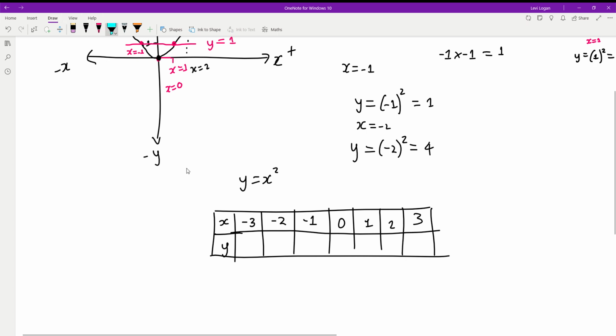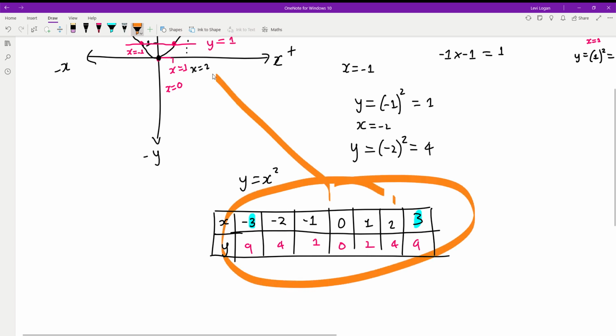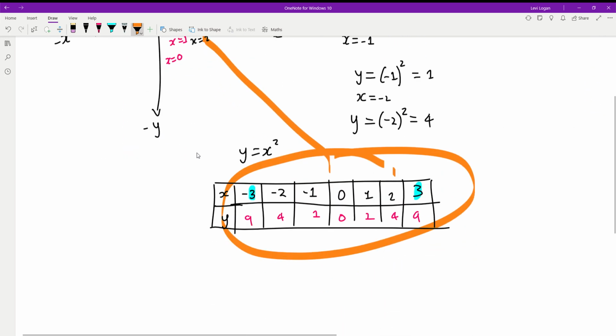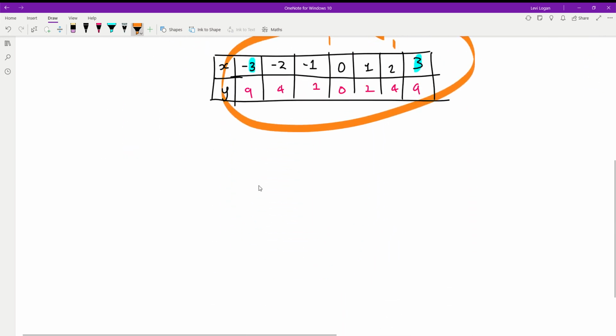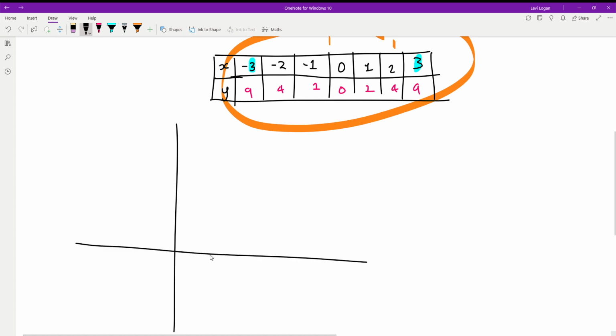So I have this number and this number the same, just different signs. So this is negative and this is positive. So we already worked out what those are. That's 9, that's 4, that's 1, that's 0, that's 1, that's 4, and that's 9. So this here is a collection of points. So this stuff here articulates our drawing here, because all we're doing is matching points. So if we just had this here, all we need is a Cartesian plane.